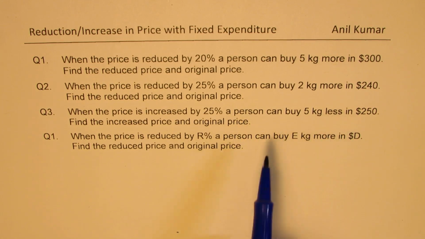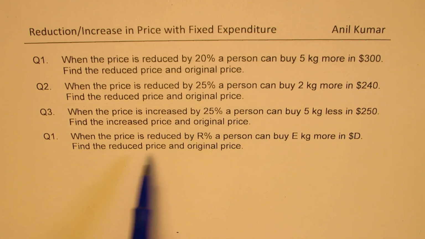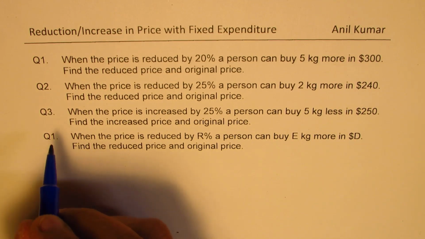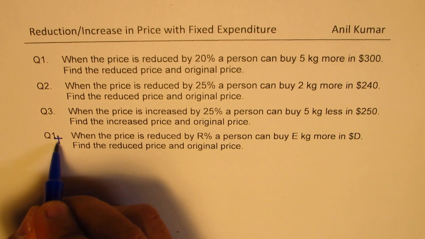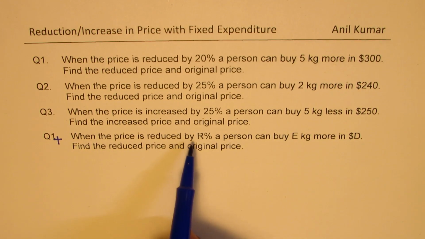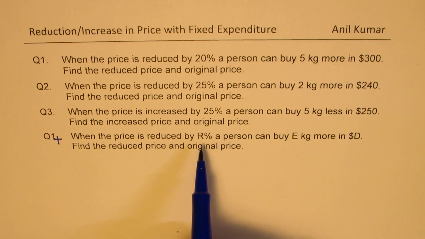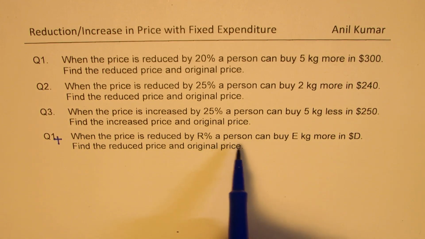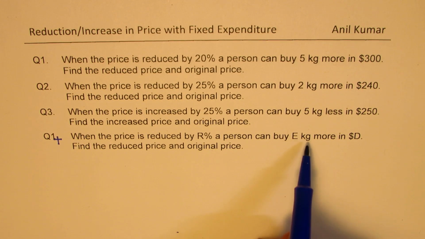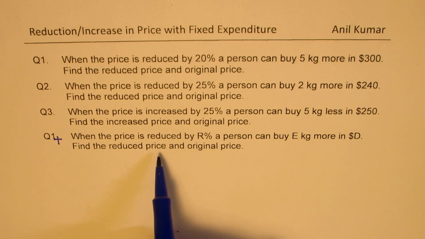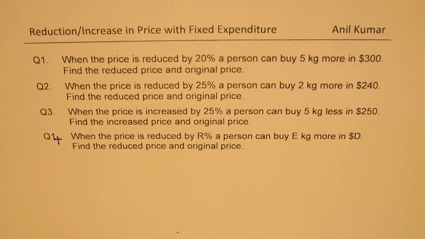So you buy less. Now to generalize, we have taken the last question, which I thought I'd begin with, but now I'm going to end with. I'm making this question number 4. When the price is reduced by R%, and when we talk about increase, this will be minus R. Think like this: when the price is reduced by R%, a person can buy E kg more in D dollars. Find the reduced price and original price.